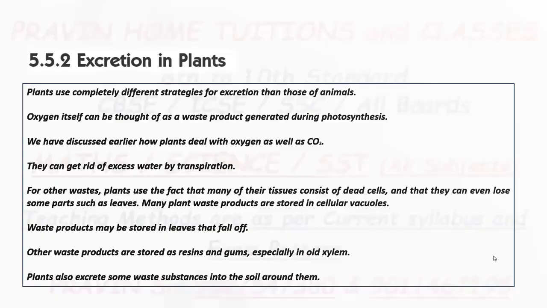Plants use the fact that many of their tissues consist of dead cells and that they can even lose some parts such as leaves. Many plant waste products are stored in cellular vacuoles. Waste products may be stored in leaves that will fall off. Other waste products are stored as resin and gum, especially in old xylem. Plants also excrete some waste substances into the soil around them. This is all related to excretion in plants.